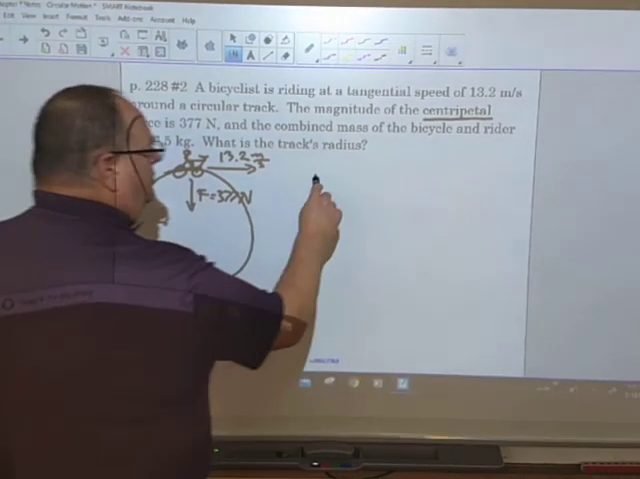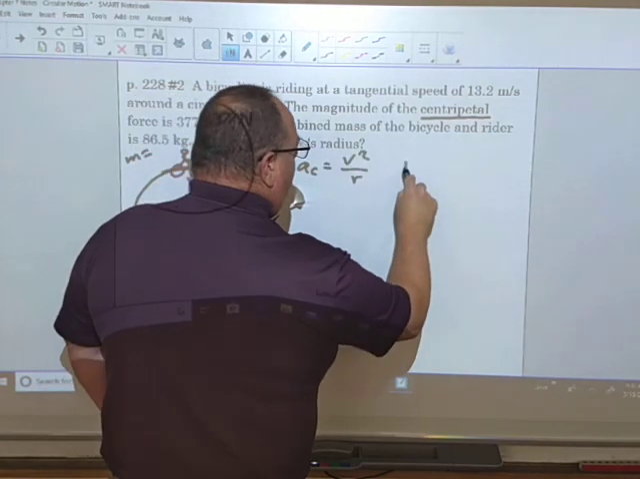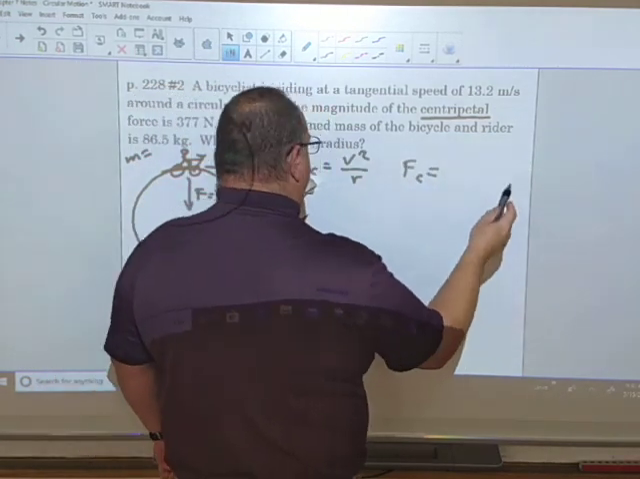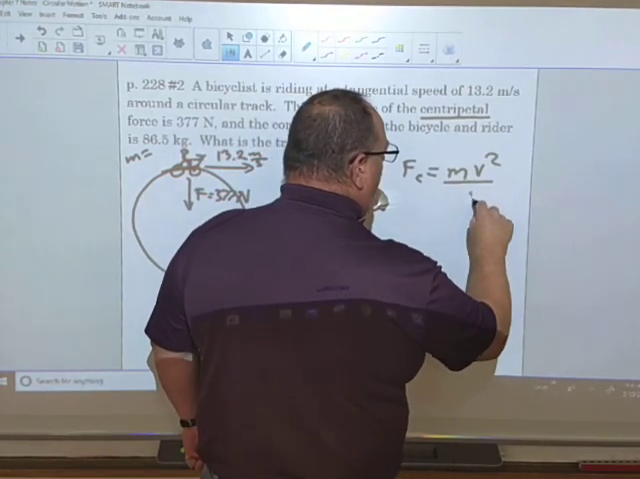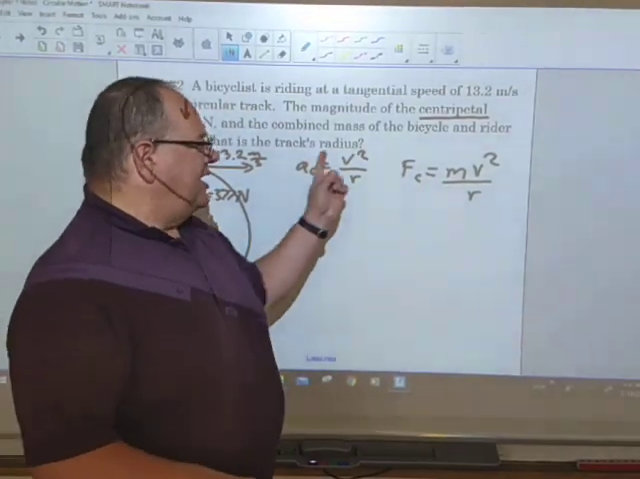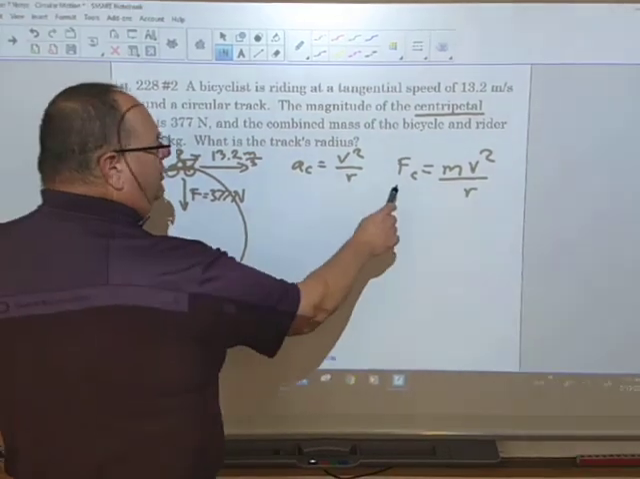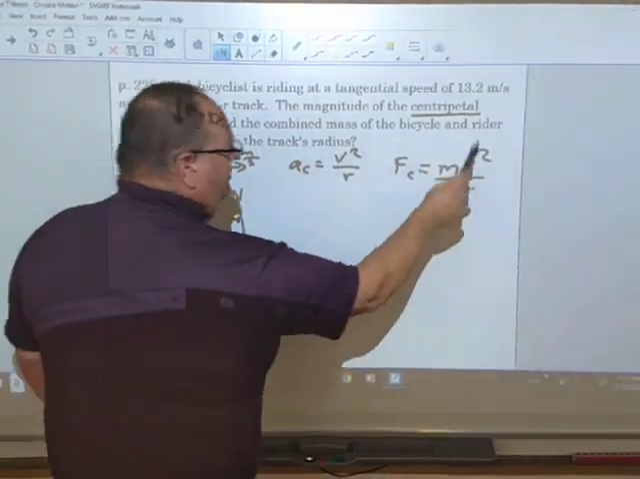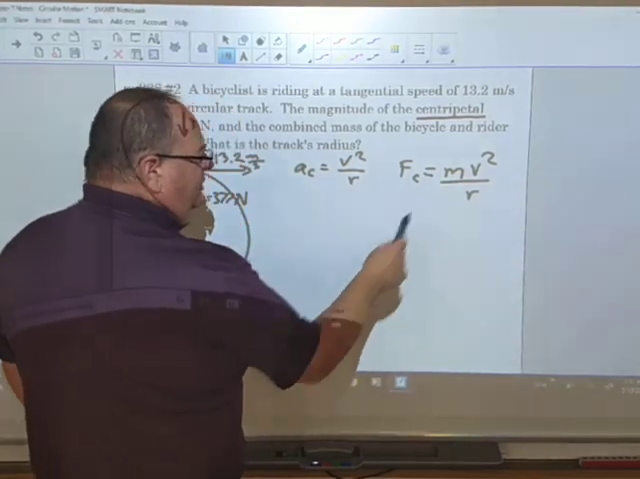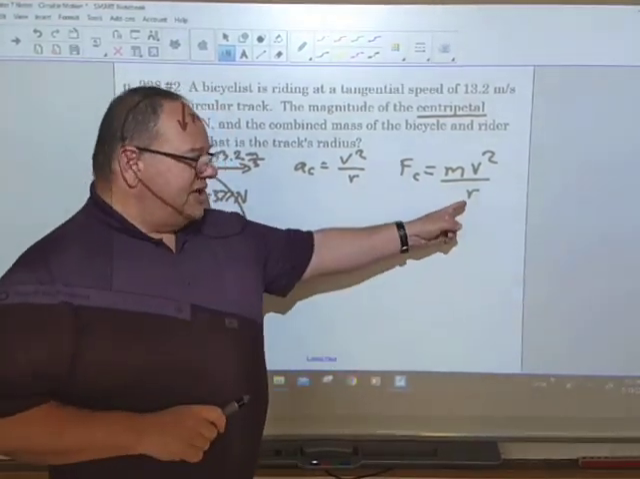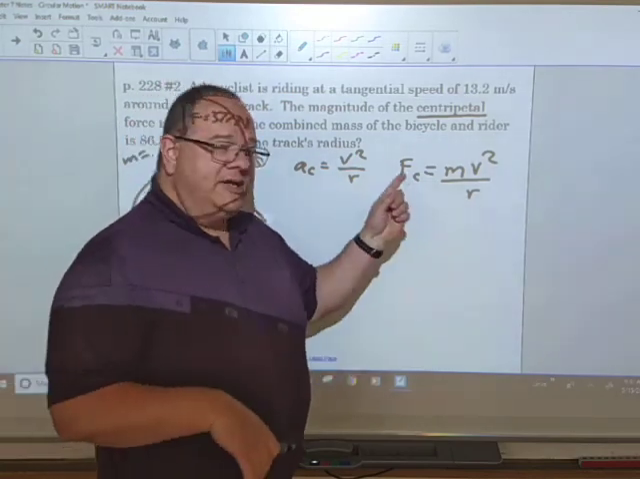Well, we had our formulas. Centripetal acceleration is v squared over r, and centripetal force is m v squared over r, right? Mass times centripetal acceleration. I know the force, the mass, and the velocity, I'm just looking for r. So I'm going to rearrange that equation. The first thing I want to do is get r out of the denominator. You never leave the thing that you're looking for in the denominator.